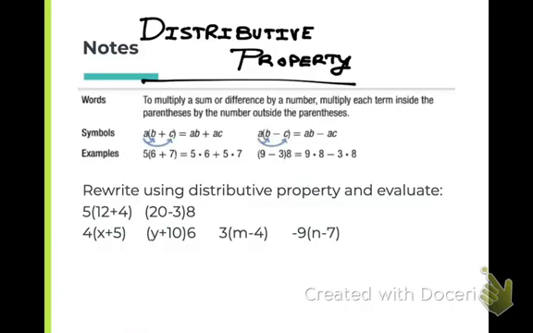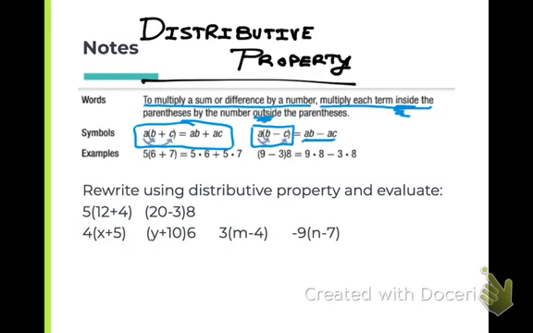So in fancy math terms here, it says to multiply a sum or difference by a number, we're going to multiply each term inside the parentheses by the number outside the parentheses. So we can see right here in symbols, if we had A times the quantity, or the parentheses, B plus C, it's the same thing as if we had A times B plus A times C. Same thing here. If we had A times the quantity B minus C, it's the same thing as if we had A times B minus A times C.